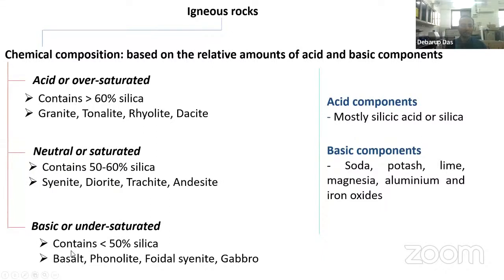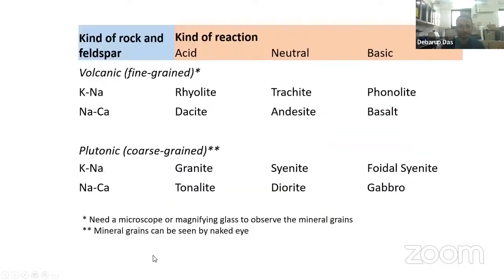If asked which of the following is a basic igneous rock, there will be basalt, you will write basalt. There will be gabbro, you will write gabbro. Which of the following is an acid igneous rock? You will write granite. Granite is a very common example that may be asked in the question, along with basalt and gabbro. These are very common examples that may be asked in questions.